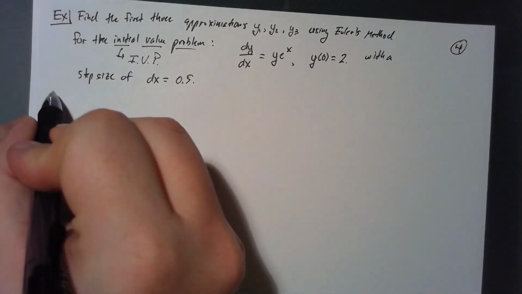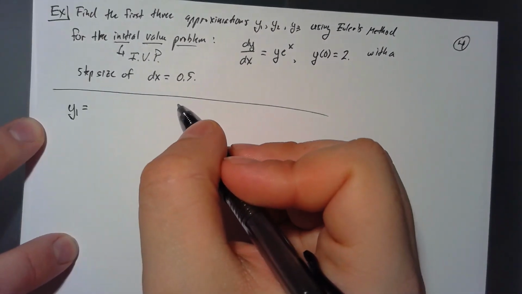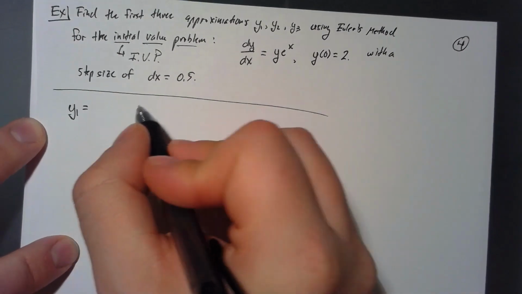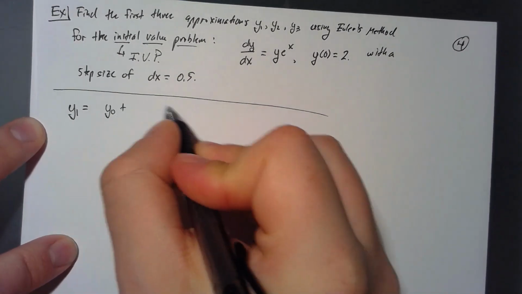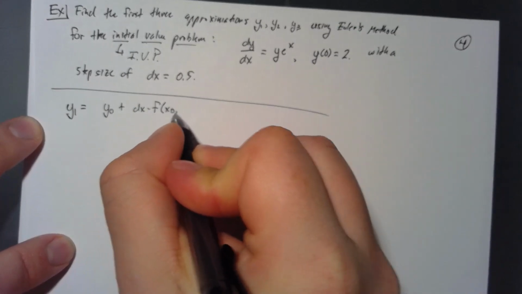So the first one. So what's the first solution? Well, it's going to be y sub 0 plus dx times f at x sub 0 comma y sub 0.